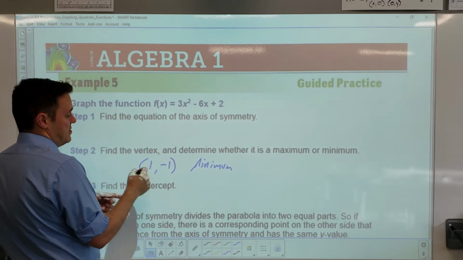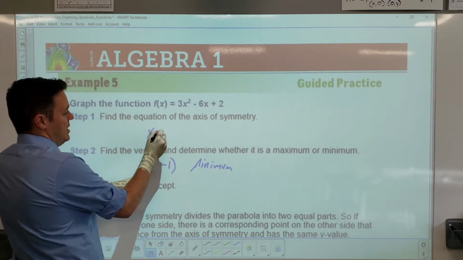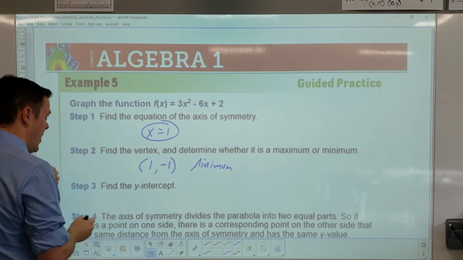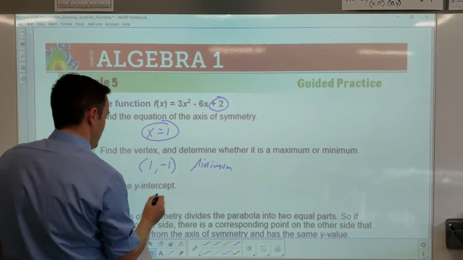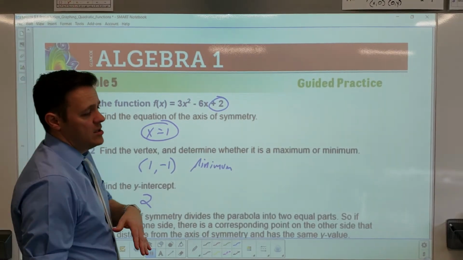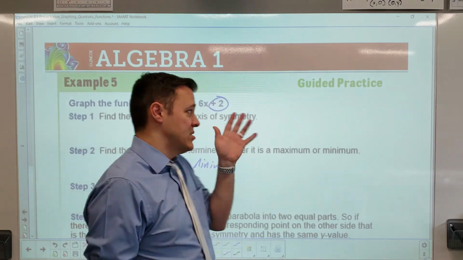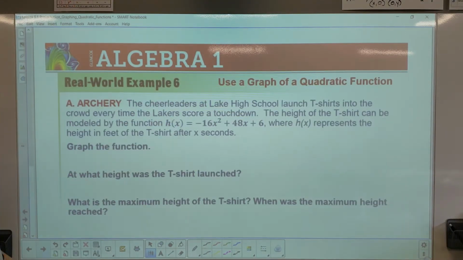Find the equation of the axis of symmetry. It's the x value. X equals 1. Okay, find the y-intercept. It's this value here of 2. Divide it in half, put points on both sides, graph it. I'm not going to do that. You guys know how to do that.